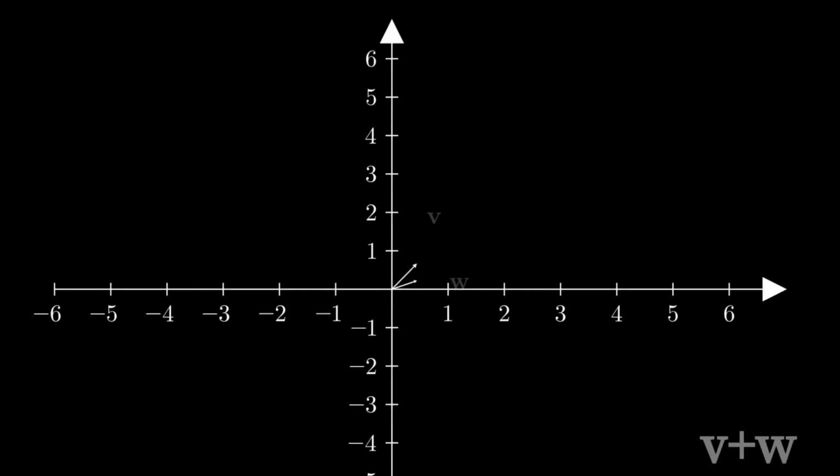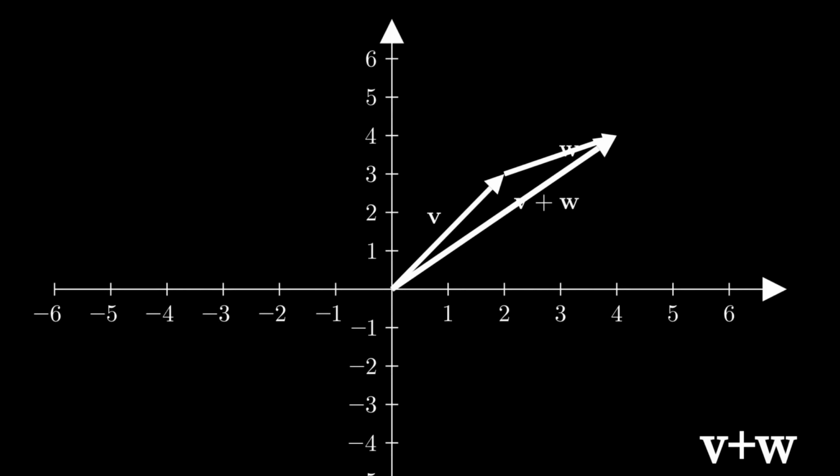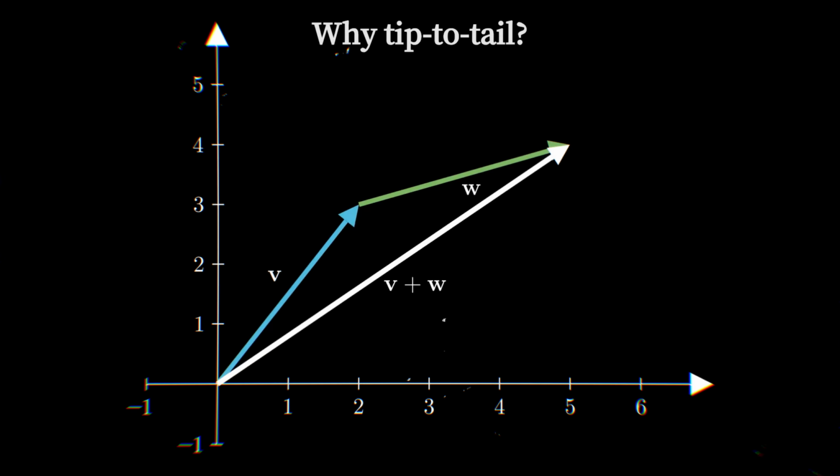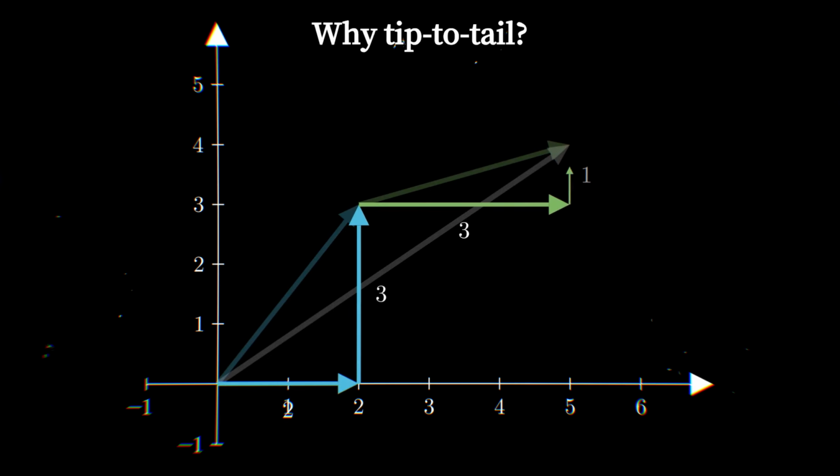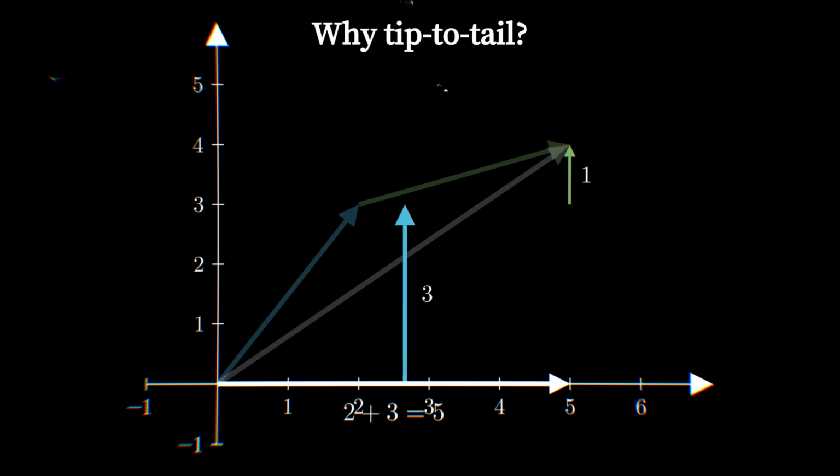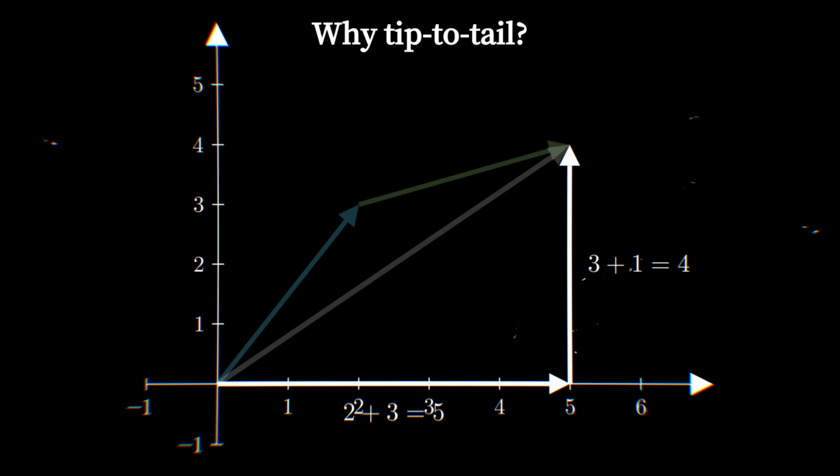For vector addition, we move the second vector so that its starting point is at the end of the first vector. The vector from the origin to the new endpoint is their sum. We call this the tip-to-tail method. Why does tip-to-tail work? Let's break both vectors into their components. Since moving a vector doesn't change it, we can rearrange them and combine the components in the same direction. And look, the combined components form exactly the resultant vector.